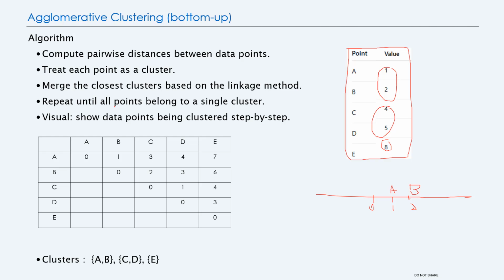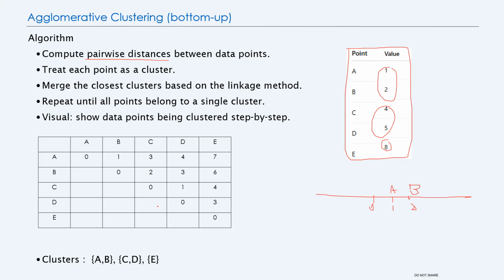What we're going to do is create a matrix and compute the pairwise distances between data points. For example, between A and A is 0 because it's the same point. Between A and B, we just subtract 1 from 2, so that's going to be 1. A and C, we subtract 1 from 4, and you get 3. So you get the idea. We compute the distances between the points.